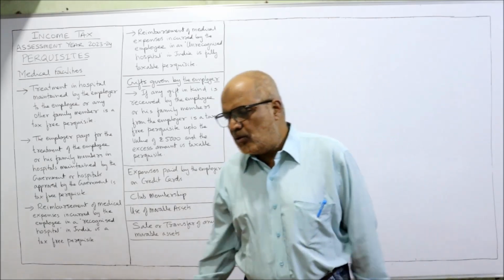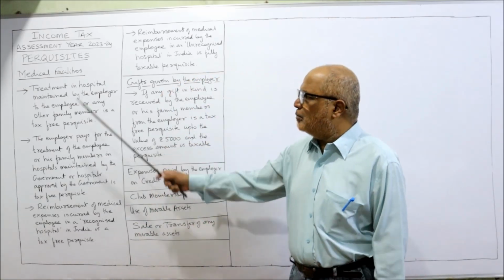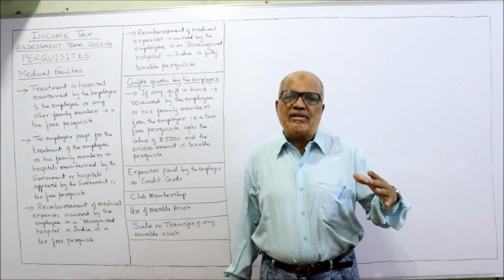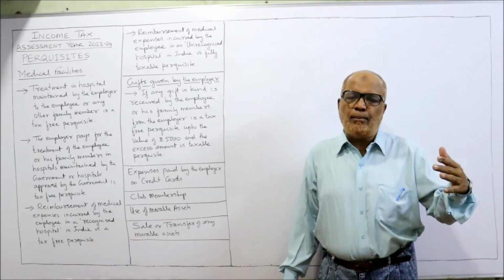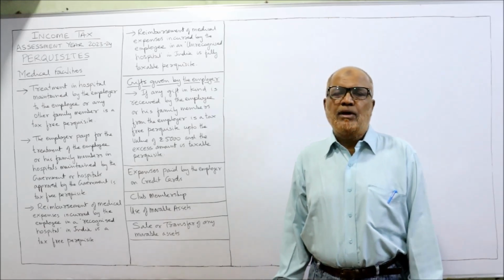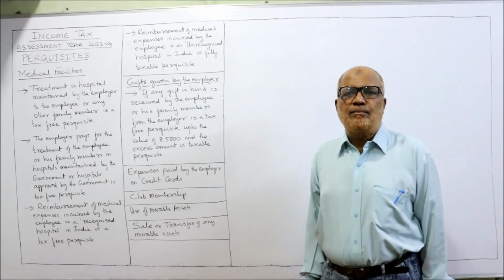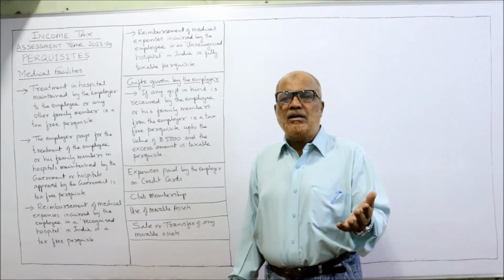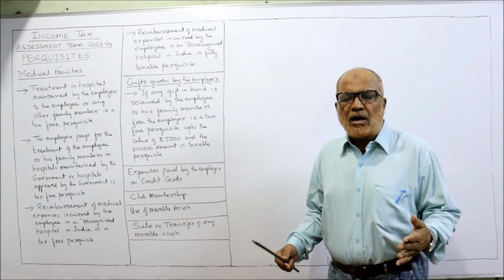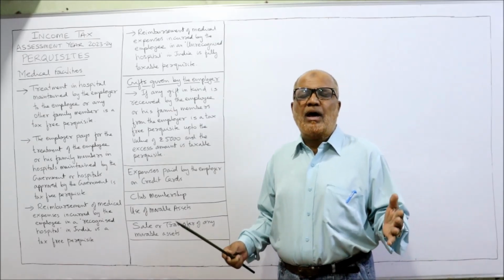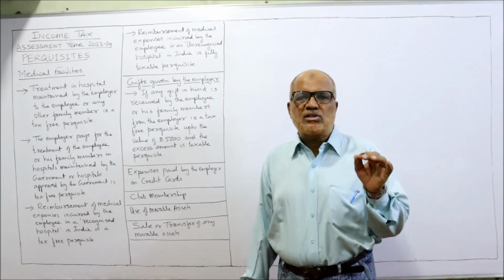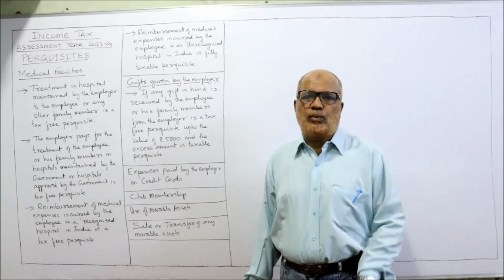Now in this video, I am going to explain medical facilities. There are different ways medical facilities are provided by the employer to the employee or their family members. The employees are getting the benefit; the medical facilities are being received from the employer. It's a perquisite. So in which circumstances it is taxable and in which circumstances it is exempted, all these things I have explained in detail in this video.